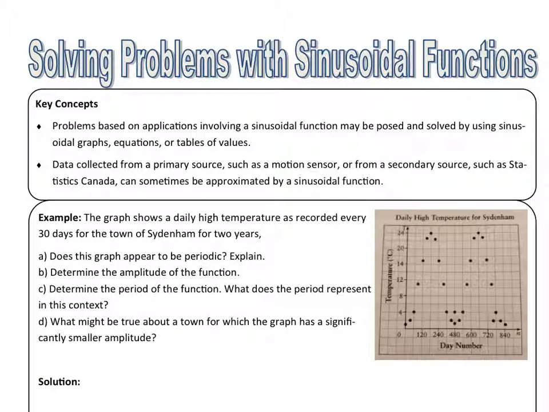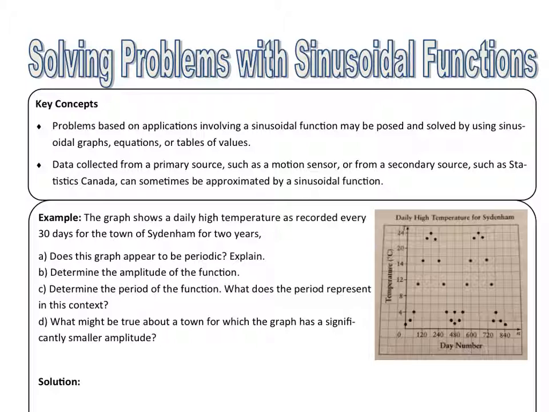Okay, guys, our last lesson is kind of bringing everything together that we've learned, and we're going to solve problems with sinusoidal functions. This is where we take everything that we've learned about sinusoidal functions and graphing them and how their equations look and apply them to real life examples. So let's go right into the example. The key concepts are there.